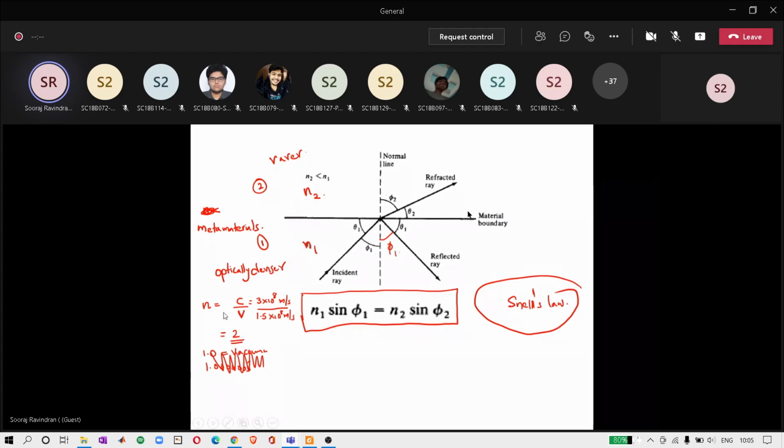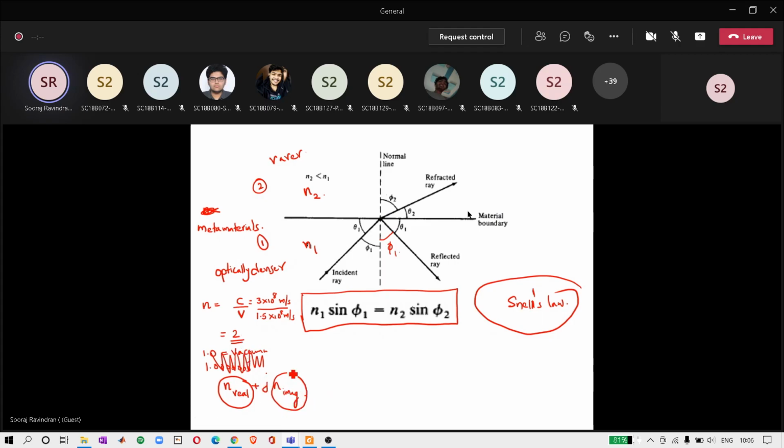But in practice, refractive index is a complex quantity. That means it's going to have a real part plus j into an imaginary part, n real plus j into n imaginary. So there is always a real part and there is always an imaginary part. For almost all materials, the refractive index has a real part and an imaginary part. But for practical applications, we write only the real part.